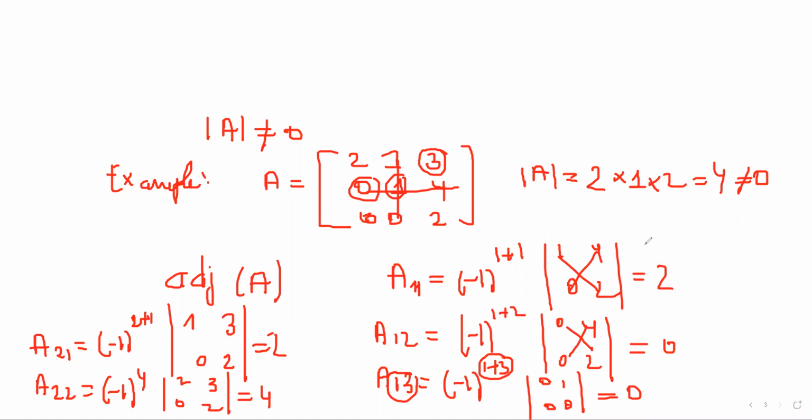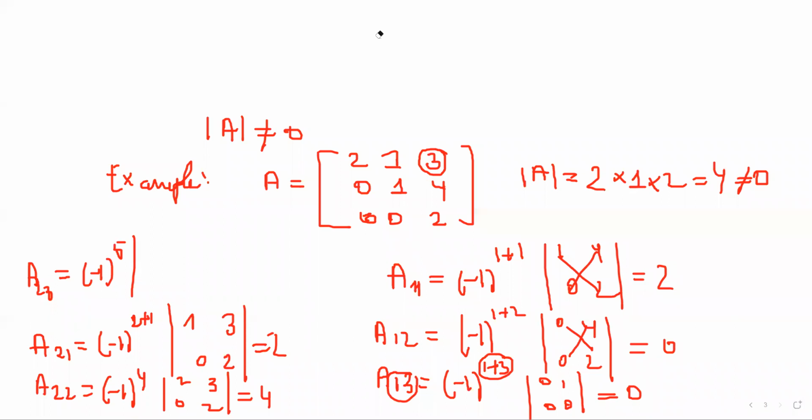Again, we can find other cofactors. A23, let me find this place. A23 is equal to minus 1 to the power 5 times the determinant. Well, let's mark it to see clearly what we have here. A23 is these elements. So if we delete it like this, we are going to have 2, 1, 0, 0, which makes it 0.